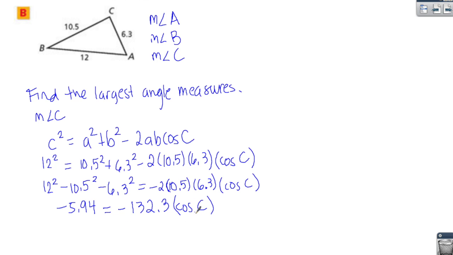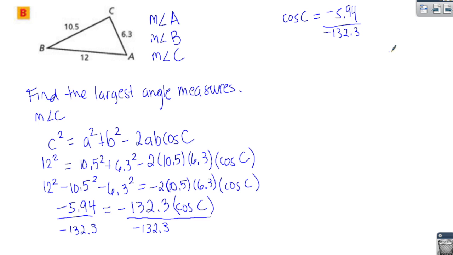Which means we do need to solve for C. Now it's easier for us to isolate this part of the expression because now we can divide the entire thing by -132.3. So to solve for cosine C, we need to divide -5.94 by -132.3. However, remember that you're not really solving for side C. Instead, you're looking for the measure of angle C, which means we need to use the inverse function. So to find the measure of angle C, we will use the inverse cosine of -5.94 over -132.3.